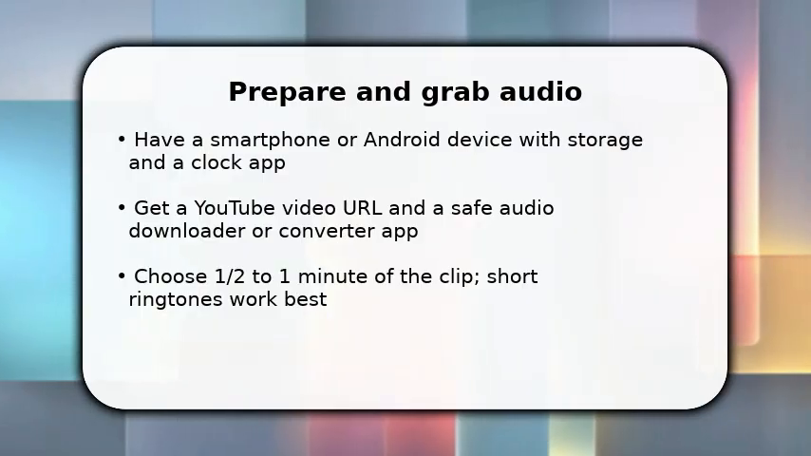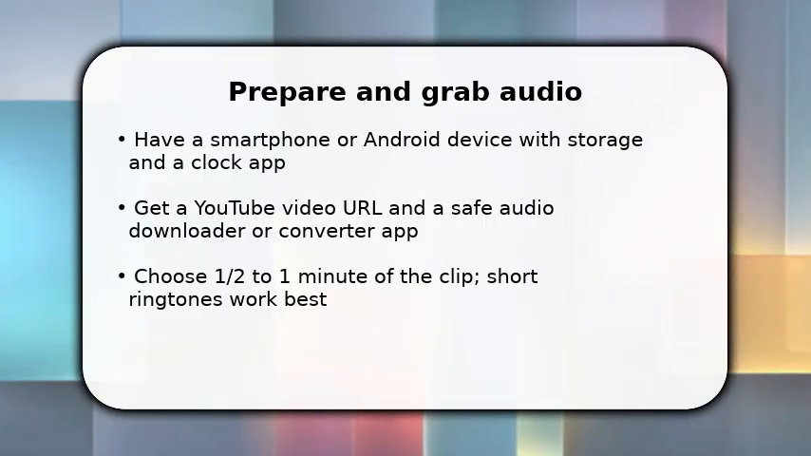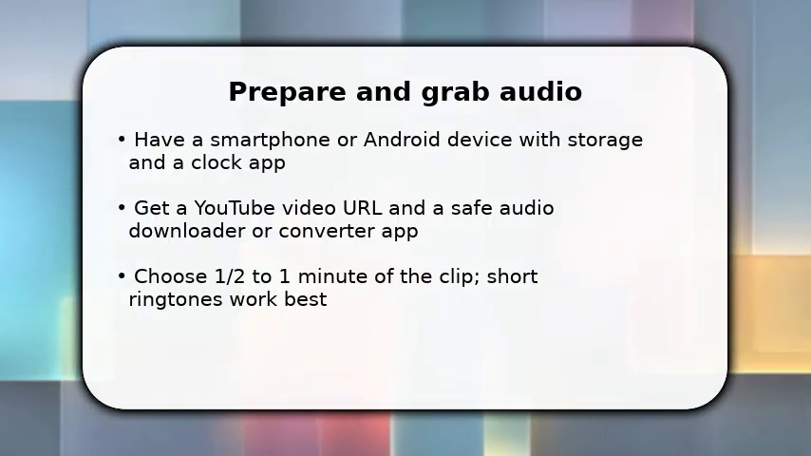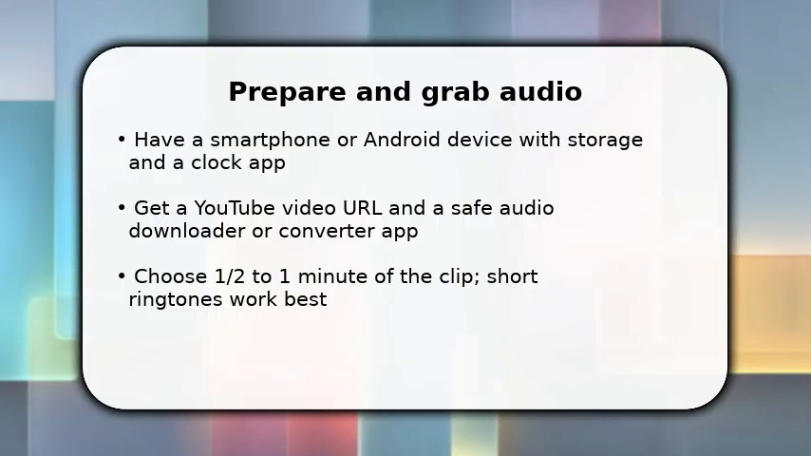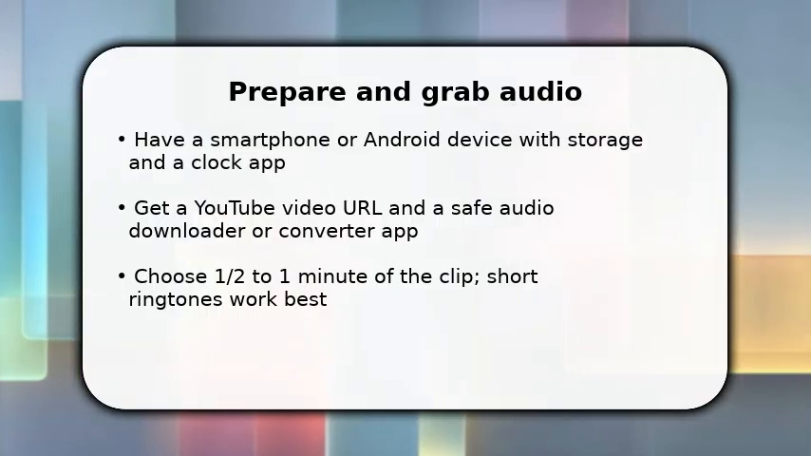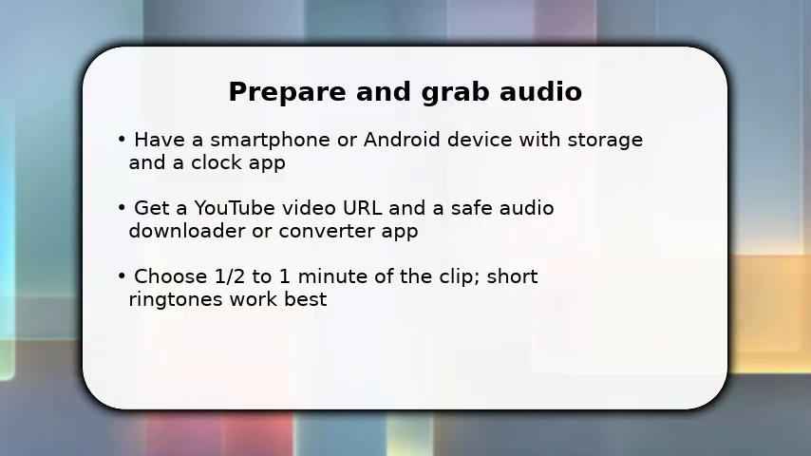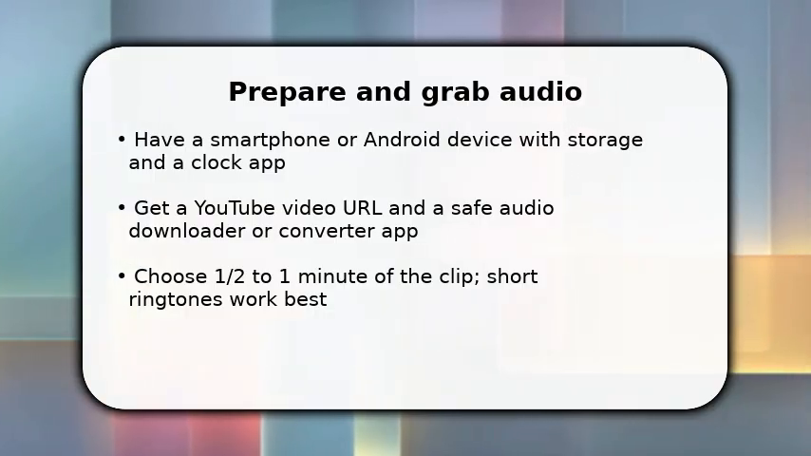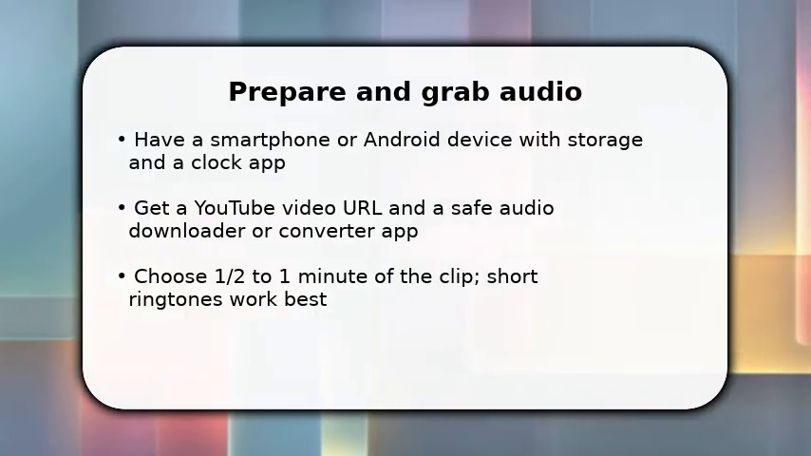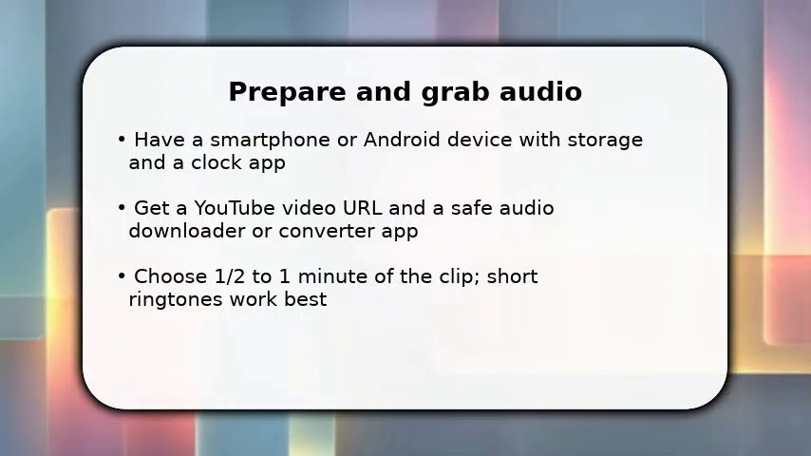You start by picking the exact YouTube video and the segment you want. You need a downloader that extracts audio to MP3 or M4A. Once you have the URL, open your chosen converter, paste the link, and select audio quality. 128/320 kbps is fine for alarms.